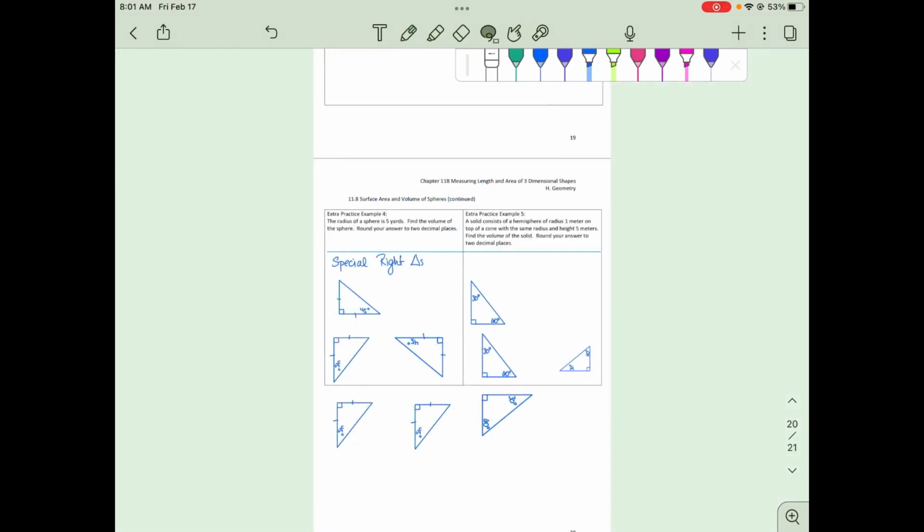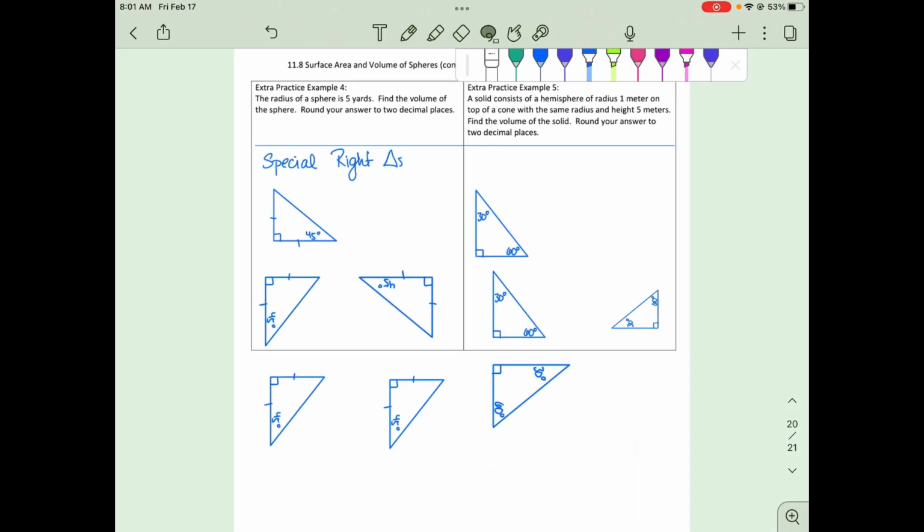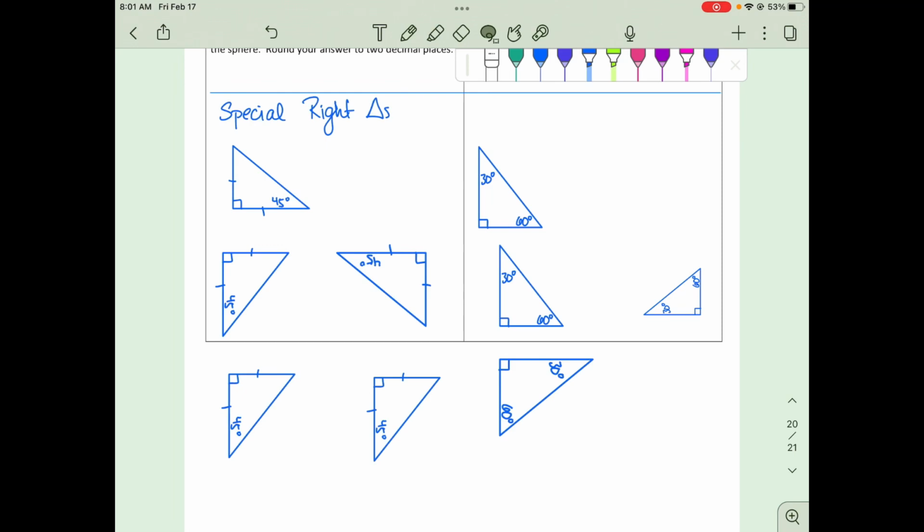All right, now go ahead and move over to page number 20, and you can copy all of these triangles. You might want to just pause and copy them, and then you can come back.